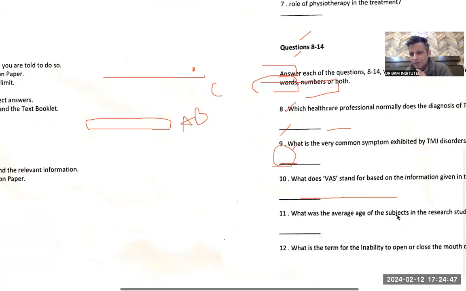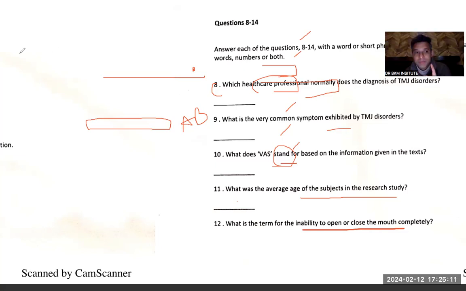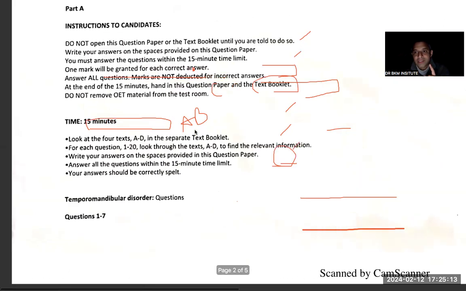Then you go into the 11th, 12th. What was the term for the inability to open or close the mouth completely? Open or close mouth should be in the symptoms or in A. But again, difficult. But again, I will notice this word. What is the term for inability to open? Otherwise, I know inability to open and close the mouth should be jaw lock and it should be in the symptom part. That is what you need to do.